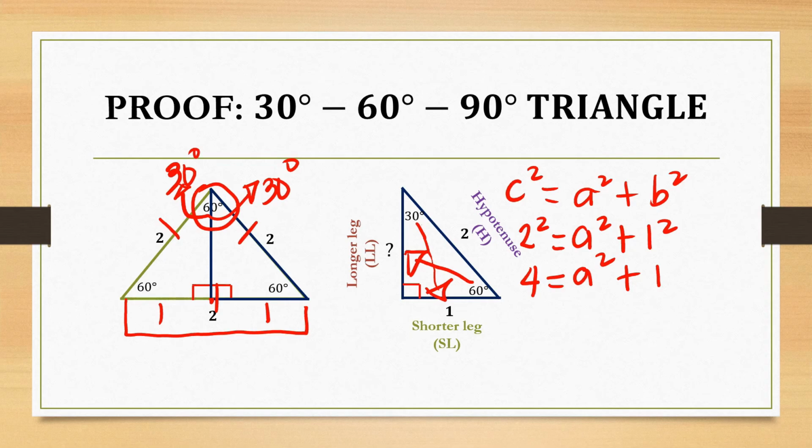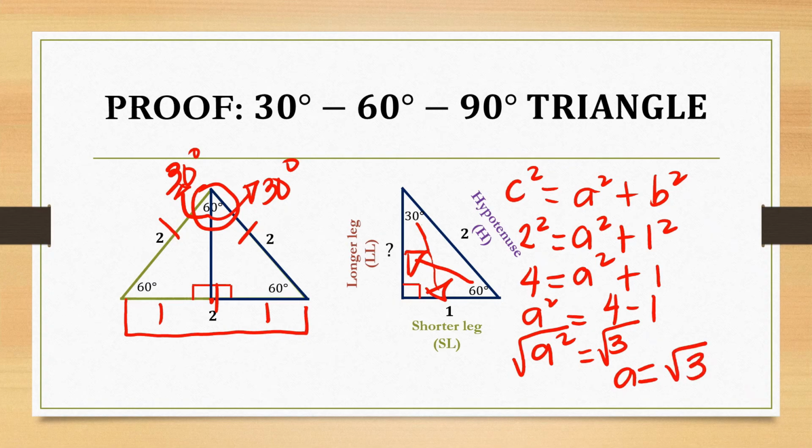Combine like terms, so we have a squared is equal to 4 minus 1. So, a squared is equal to 4 minus 1 that is 3. Get the square root of both sides. So, a is equal to square root of 3. So, ang length ni longer leg ay square root of 3. So, the ratio of the sides ng 30, 60, 90 triangle ay 1 is to 2 is to square root of 3.